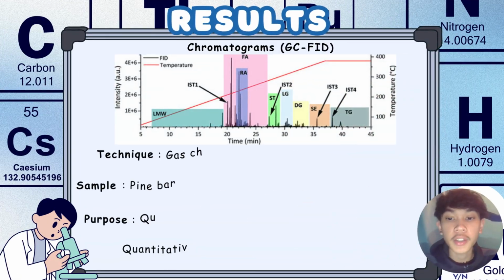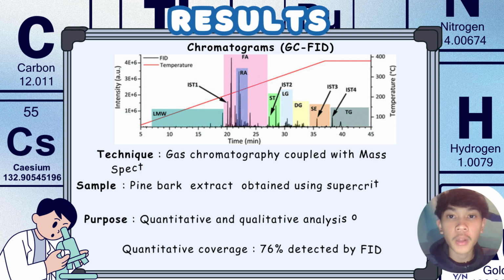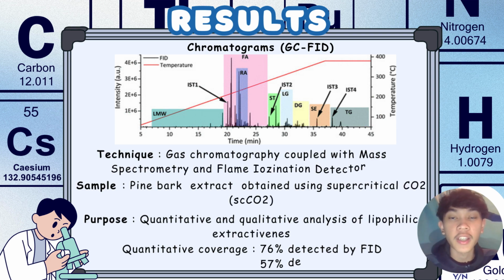Next, for the results, we use the technique gas chromatography coupled with mass spectrometry and flame ionization detector, GCMS-FID. The sample we use is pine bark extract obtained using supercritical carbon dioxide, and the purpose of this result is quantitative and qualitative analysis of lipophilic extractives. The quantitative coverage is 76% detected by flame ionization detector and 57% detected by mass spectrometry.